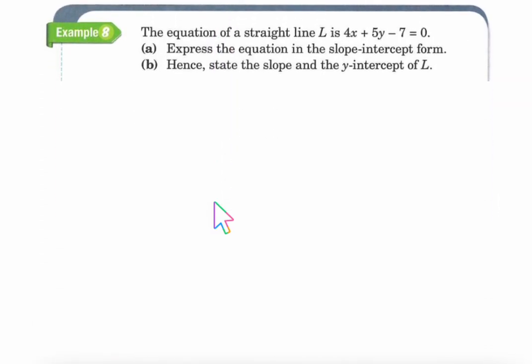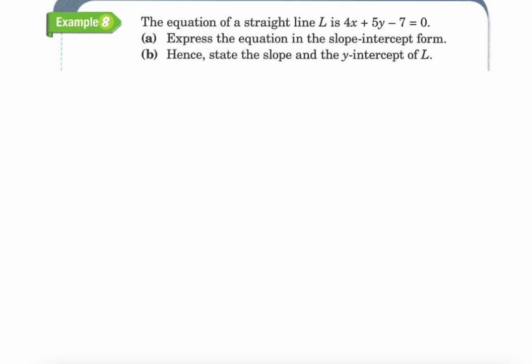All right, let's look at example 8. The equation of a straight line L is 4x plus 5y minus 7 equals 0. And then they want you to express the equation in slope-intercept form. So they want you to rewrite it as y equals mx plus b. So basically get y by itself. And then using that, figure out the slope and y-intercept of L. So go ahead and pause the video and try it on your own first.